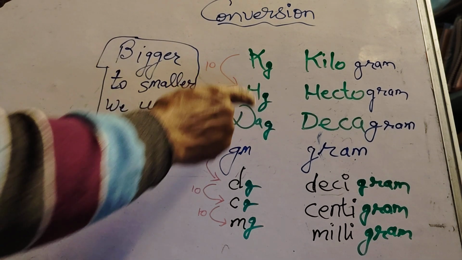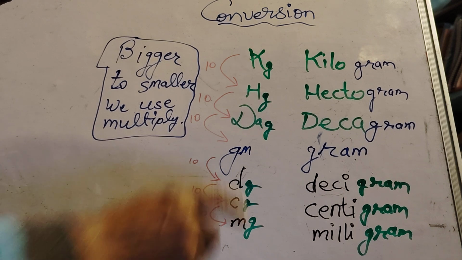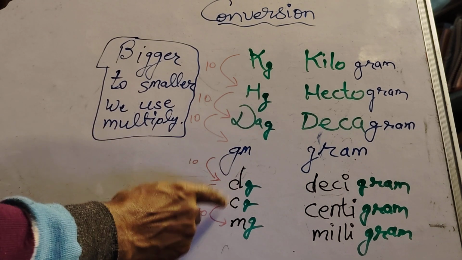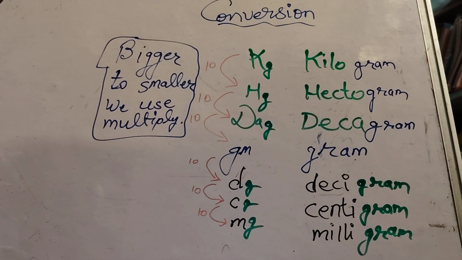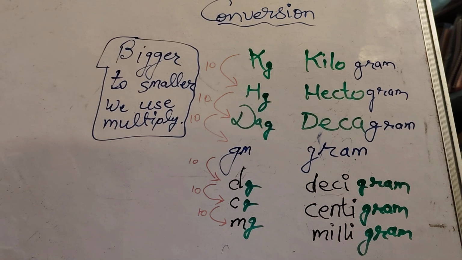10. 1 hectogram equal to how many gram? 100. 1 hectogram equal to how many decigram? 1,000. 1 hectogram equal to how many centigram? 10,000. 1 hectogram equal to how many milligram? 100,000. Correct. Now next is 1 decagram equal to how many gram?